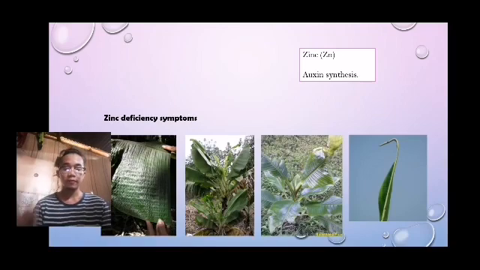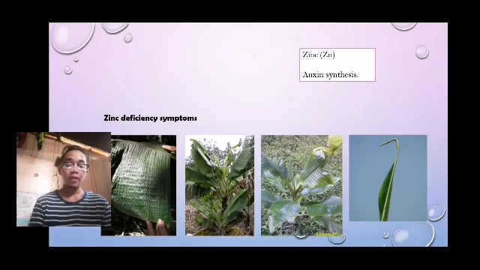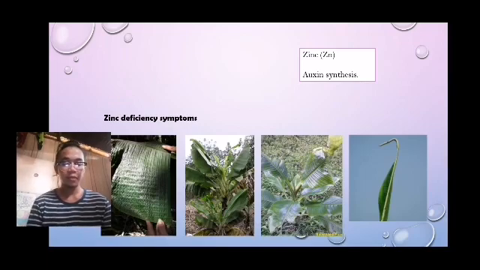The symptoms of zinc deficiency are leaves becoming narrow, yellow-white strips appearing between secondary veins, oblong brown necrotic patterns appearing in yellow stripes, suckers becoming very thin, and bunches having small twisted fingers.